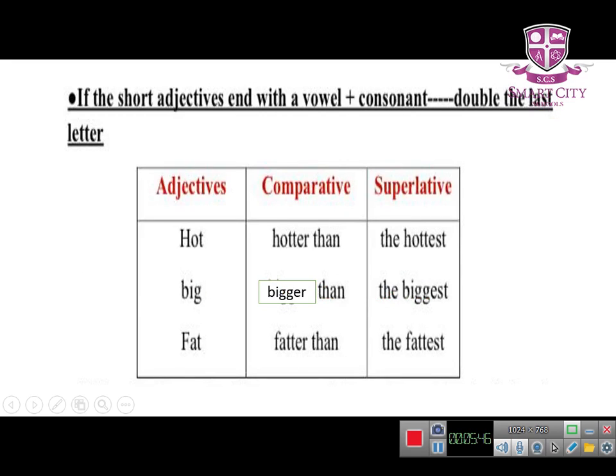But the adjectives that end with vowel and consonant, we double the last letter before we add the er or the est. Like in hot, it ends with o, it's a vowel, and t, consonant. So before we add the er, we double the t. Hotter than, hottest. Bigger than, biggest. Fatter than, fattest. So before we add the er or the est, we double the last letter. Only if the word ends with a vowel, then consonant.